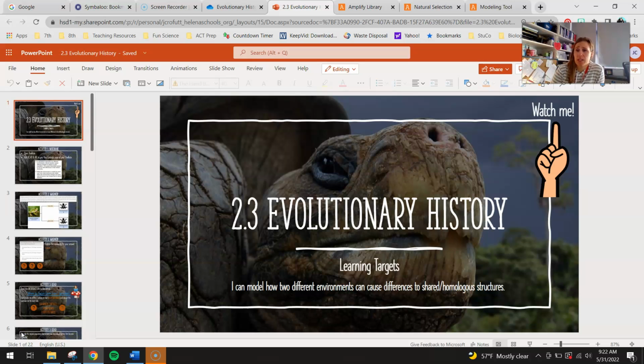So basically today we're going to take a look at kind of the same thing we did in the last lesson, 2.1 and 2.2, and start to dig in a little bit more into how environment can cause changes to shared or homologous structures. Yesterday we really started looking at organisms that have similar structures, but also how those similar structures are different and why they are different. So again, we're going to dig a little bit more into that today.